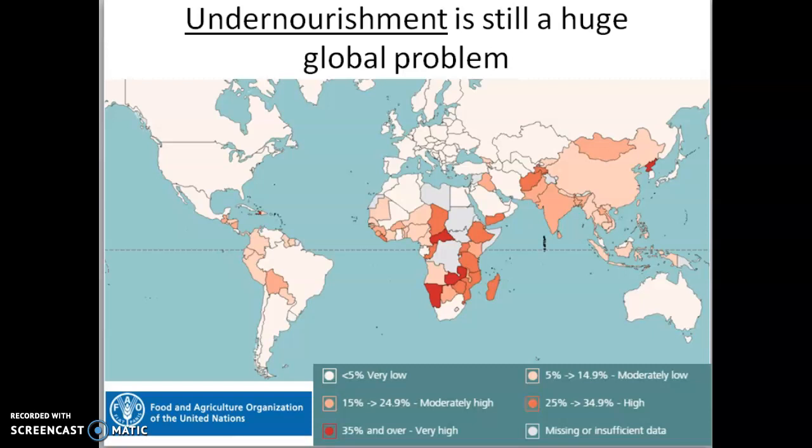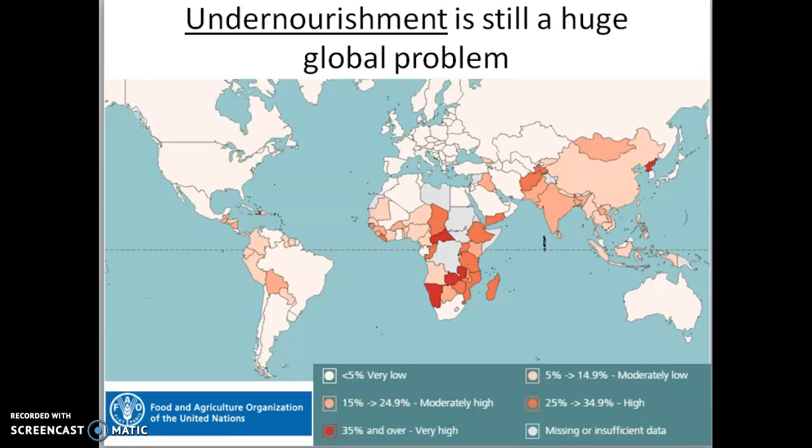So in most countries, we are doing very well. Undernourishment is not a problem in most Western countries. That doesn't mean that there aren't people who don't have enough food in places like the United States. But generally speaking, this problem of undernourishment is something that is particularly restricted to parts of Africa, central parts of South America, and parts of Asia, as you can see in this map.